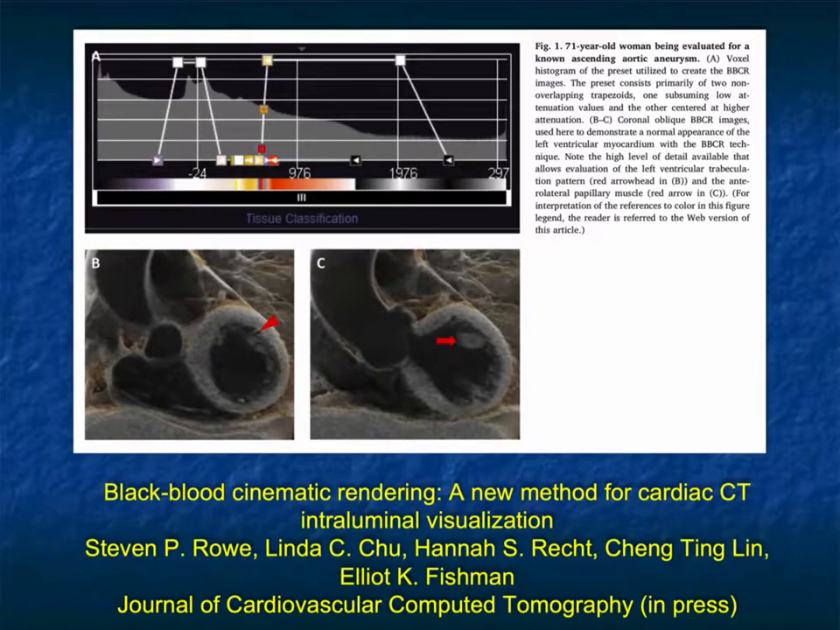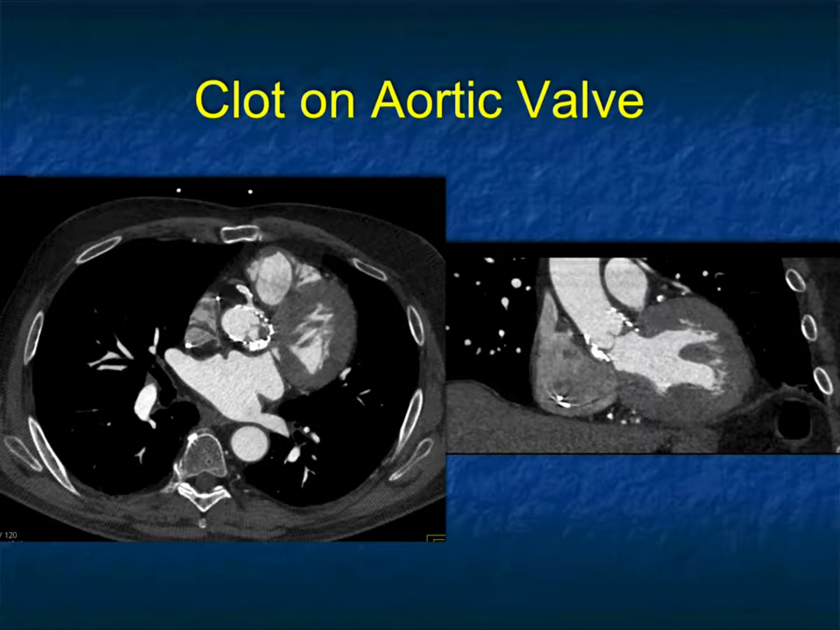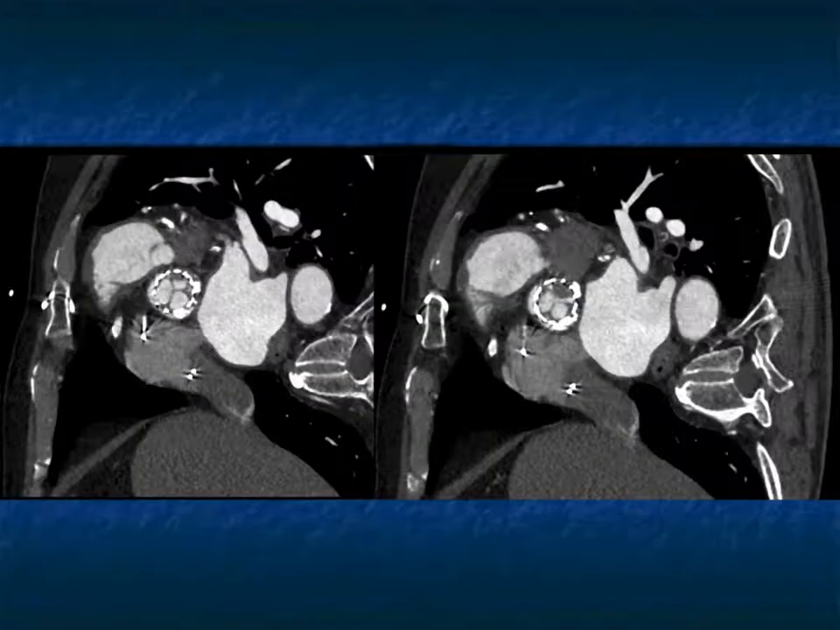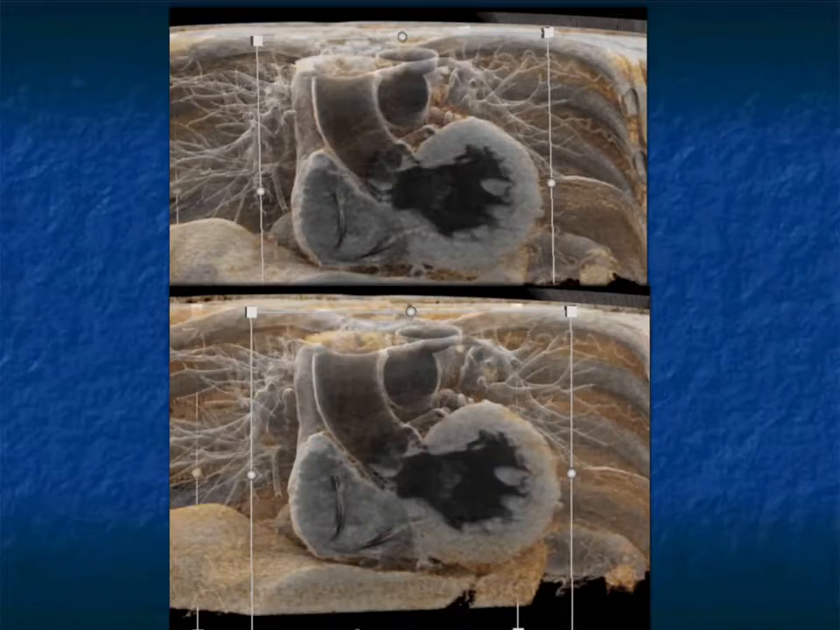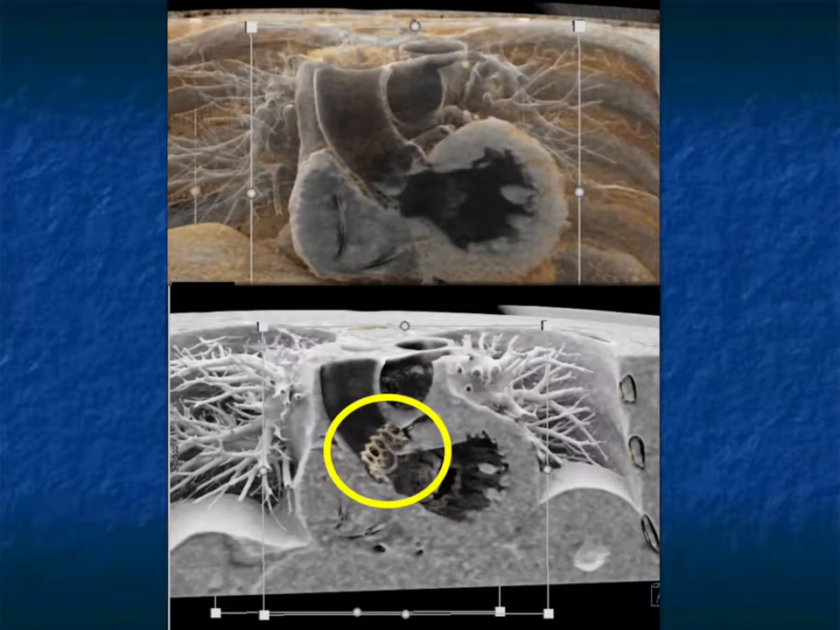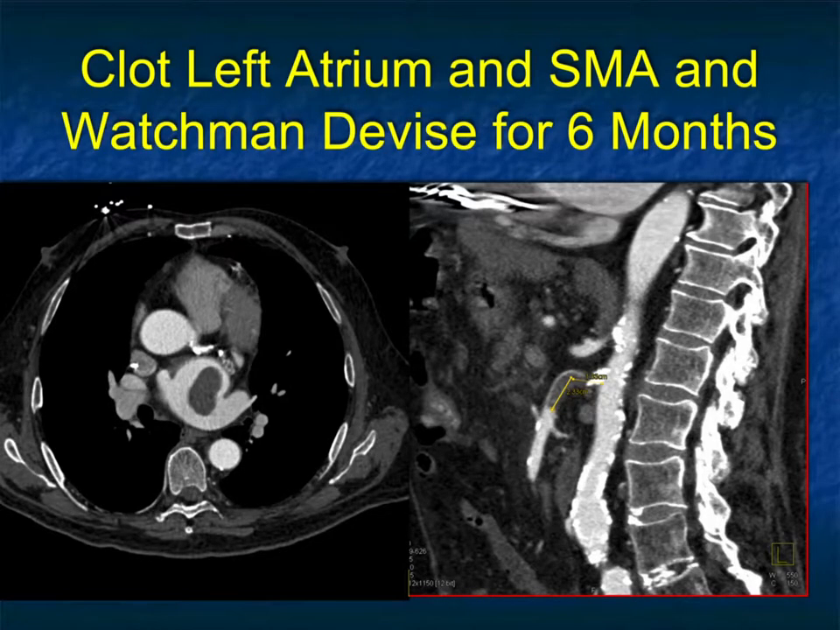Here's from the article, just a really nice example of black blood imaging. It's very important to develop the presets for that. Here's a patient having chest pain, has an AVR in place, and there's a clot, it looks like, on the aortic valve. Here it is from an oblique view, and here it is with the cinematic rendering. So again, being able to look at the valve leaflets, being able to look intraluminal, whether it's in the aorta or the left ventricle or any chamber, becomes very, very important.